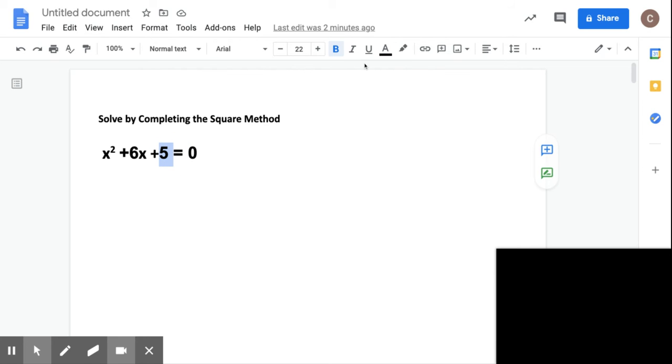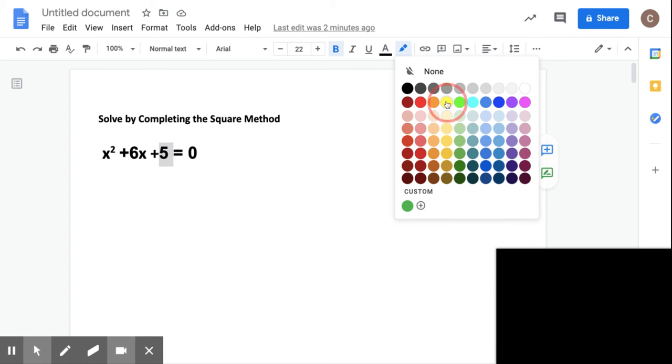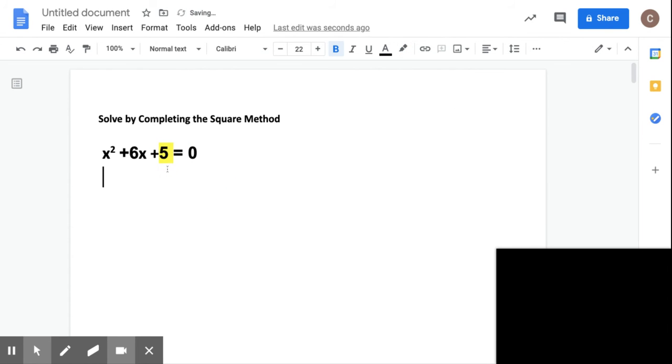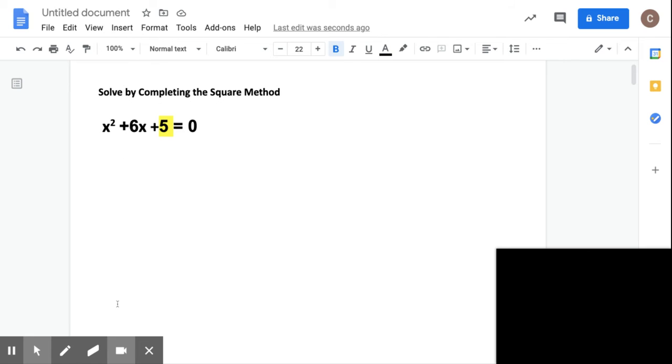I'm looking at this 5. This 5 is not making me happy. This 5 is not allowing this to be a perfect square trinomial. So I want to get rid of the 5. Think about, how do you get rid of plus 5? Go ahead and answer me. Absolutely, you have to subtract, right? Okay, so let's do that.